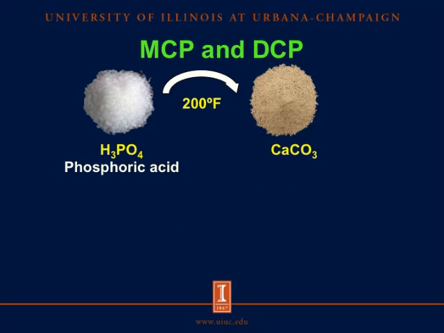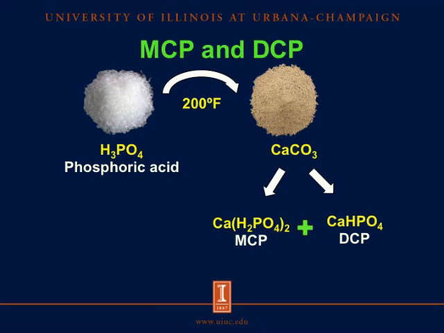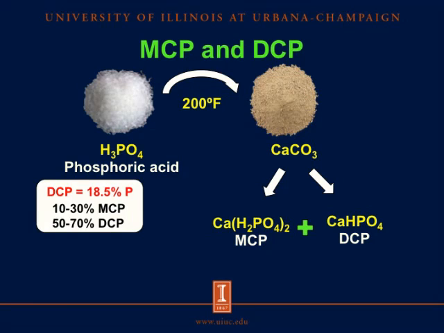We start by adding phosphoric acid into calcium carbonate at 200 degrees Fahrenheit, and then MCP and DCP are produced during this process. So if in the final product we have 18.5% phosphorus, we call it DCP. And this is a mixture of MCP and DCP, and as you can see, we have more DCP than MCP.